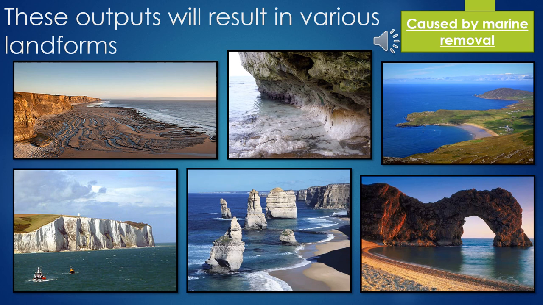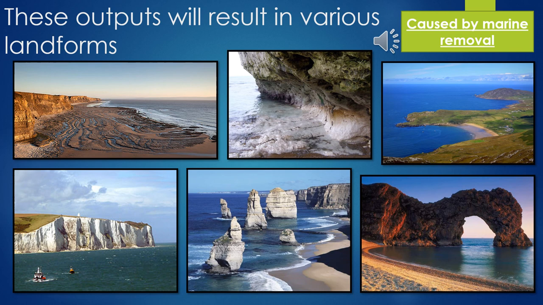In the top middle, you've got a wave cut notch. So that cliff has been undercut and eventually the wave cut notch will collapse. And it will form a wave cut platform, as in the top left. In the top right, we've got headlands and bays, again formed by erosion. So a headland is the bit of harder rock that sticks out into the sea, and the bay is the bit of softer rock that retreats inland, and you're left with landforms like this.